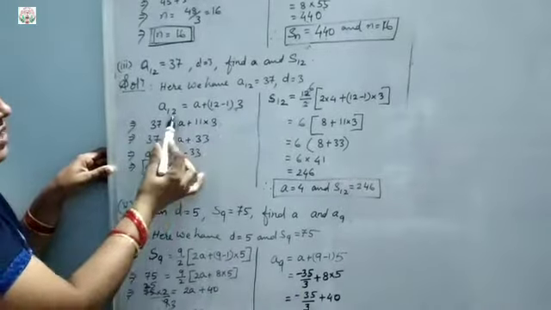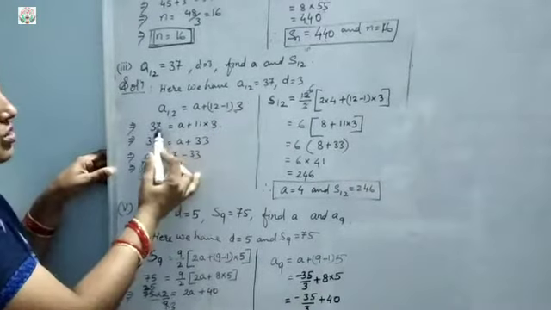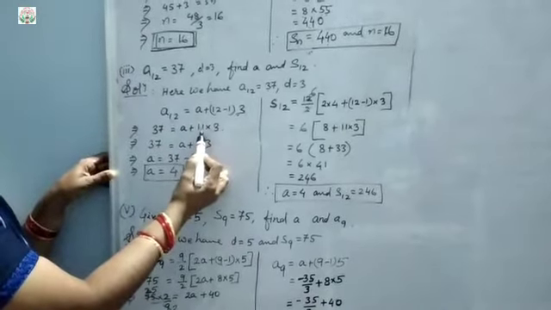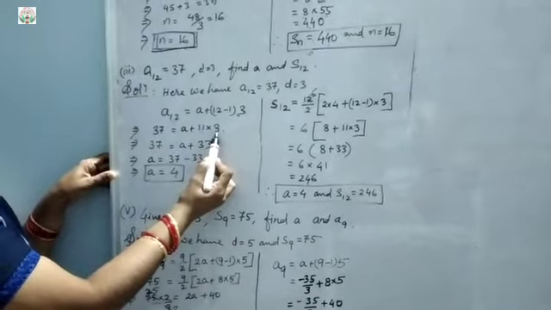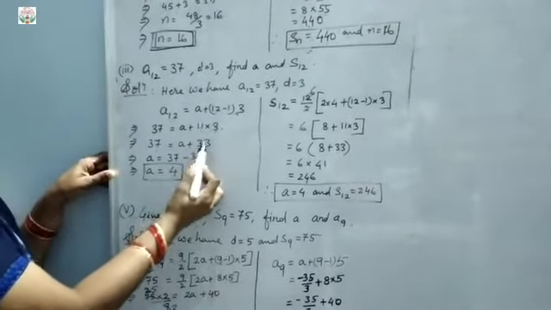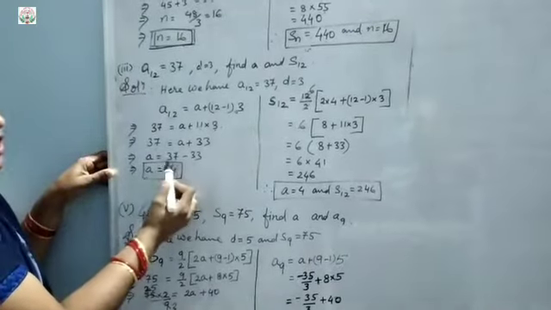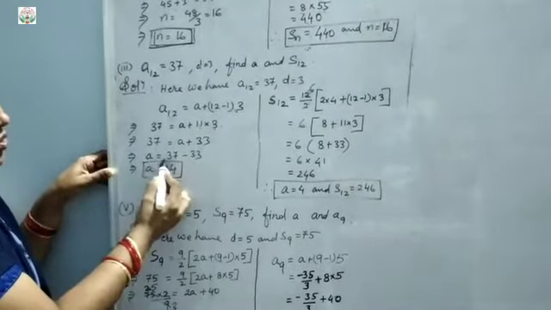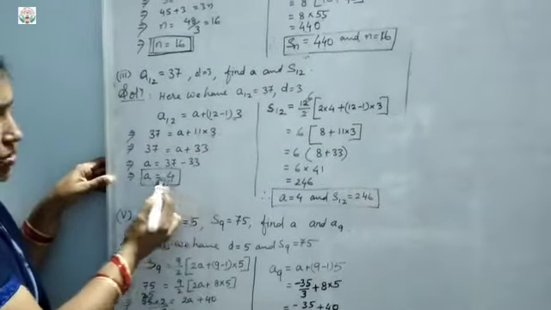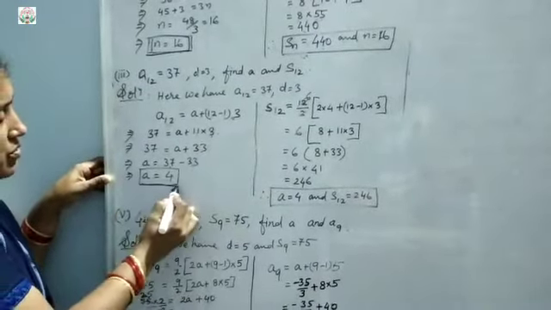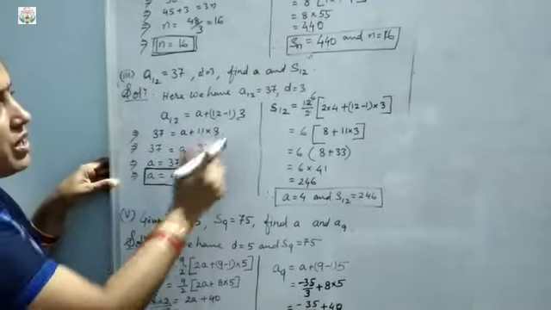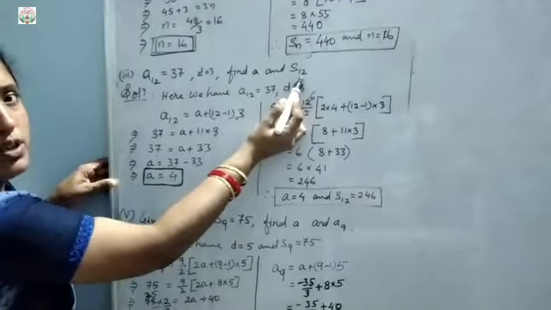So now A12 is given as 37. So 37 equals a plus 12 minus 1, which is 11, into 3. That implies 37 equals a plus 11 into 3, which is 33. On simplification and transposing, a equals 37 minus 33, which equals 4. So the value of a we got is 4.